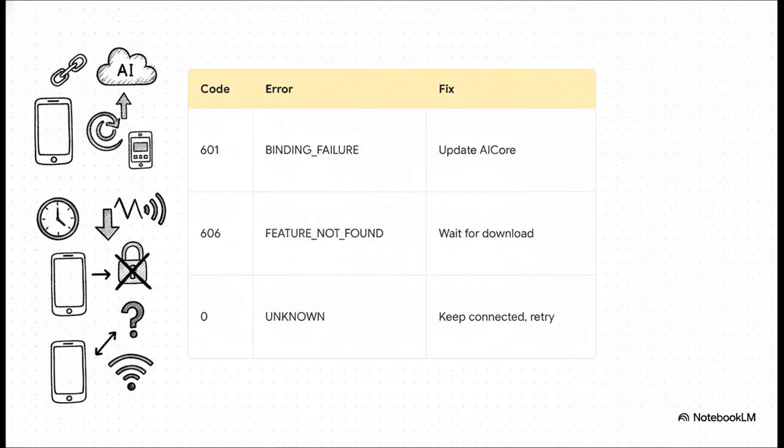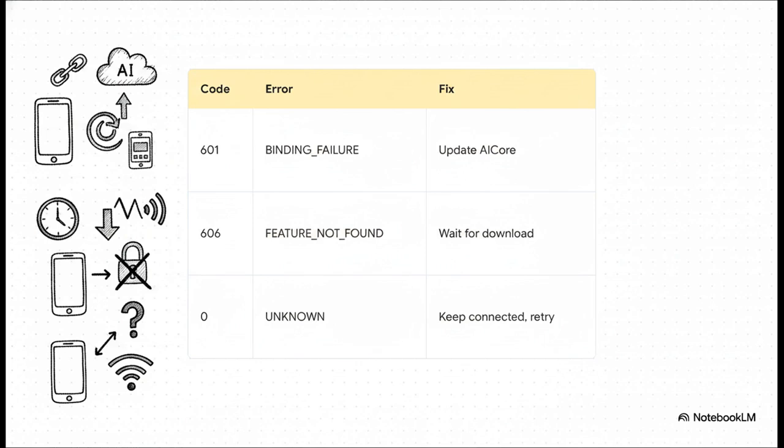Let's break down the logs you're inevitably going to see. Error code 601. That's a binding failure. This usually happens right after device setup. The fix is pretty simple. Just update the AI Core app and reinstall your app. Then there's error 606, feature not found. This basically means AI Core simply hasn't finished downloading its latest configurations over the internet yet. Just give it a little time or restart the device.